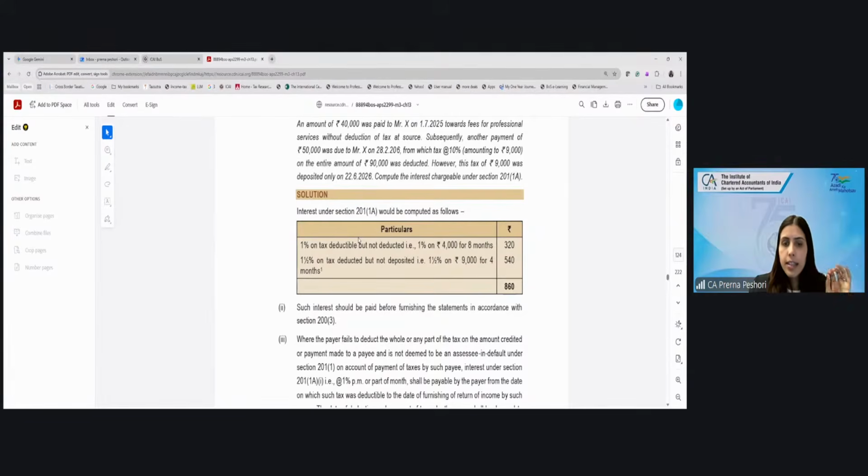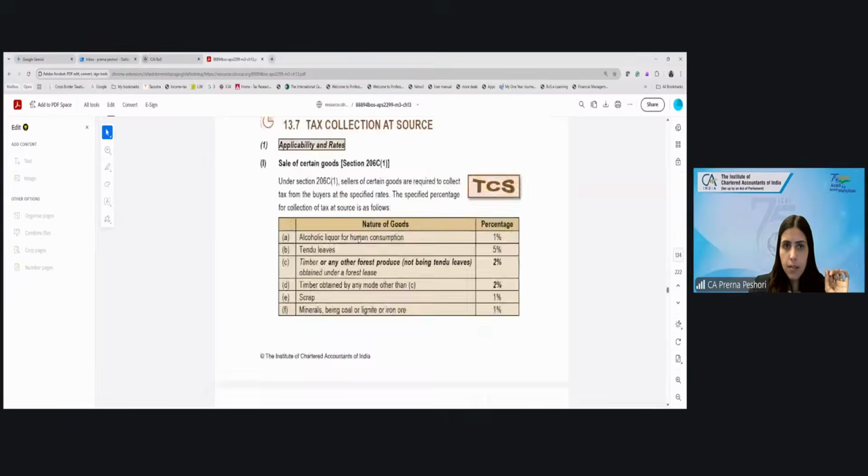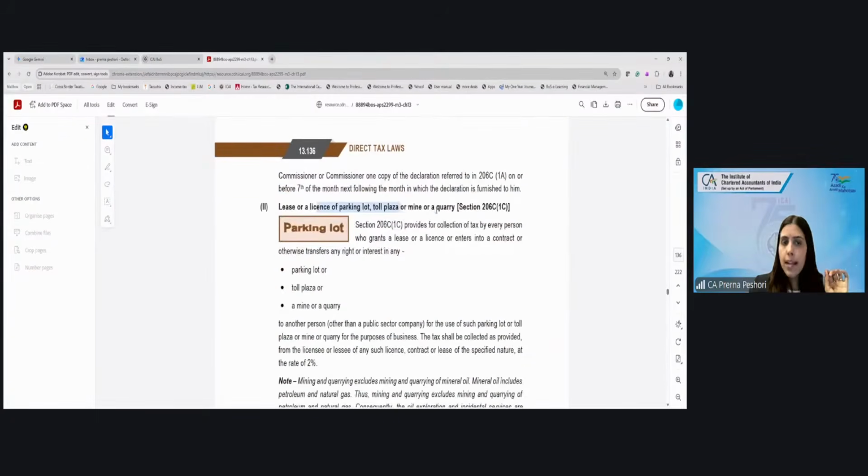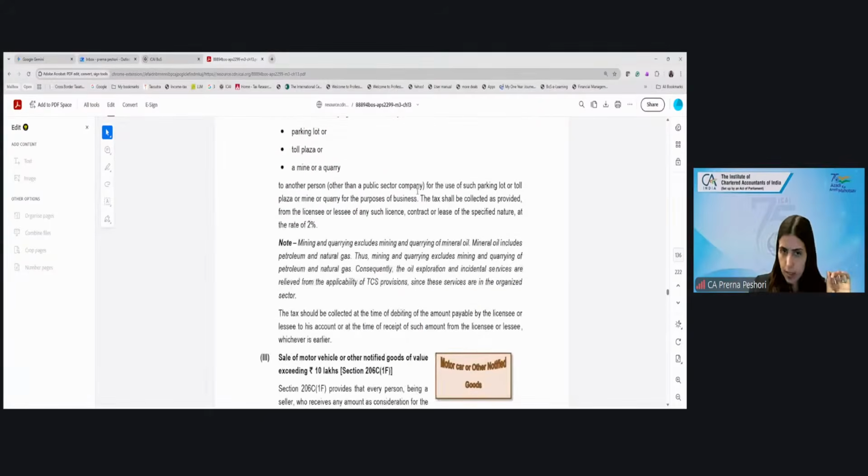Next is now the TCS. What is TCS? Tax collected at source. For TCS, let us look at the provisions. On lease or license of a parking lot, toll plaza, mine or quarry, TCS is 2%.